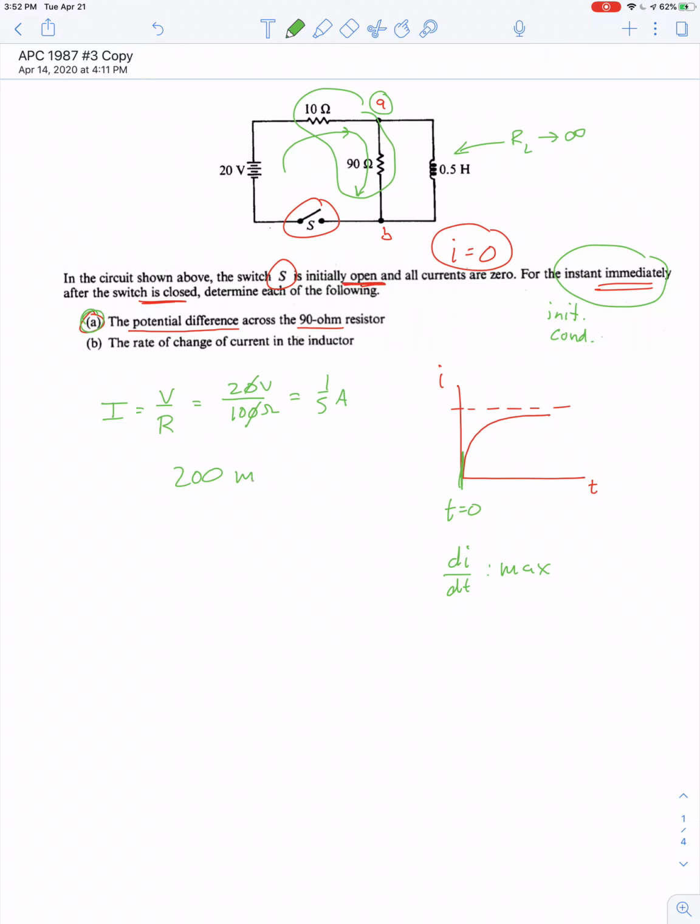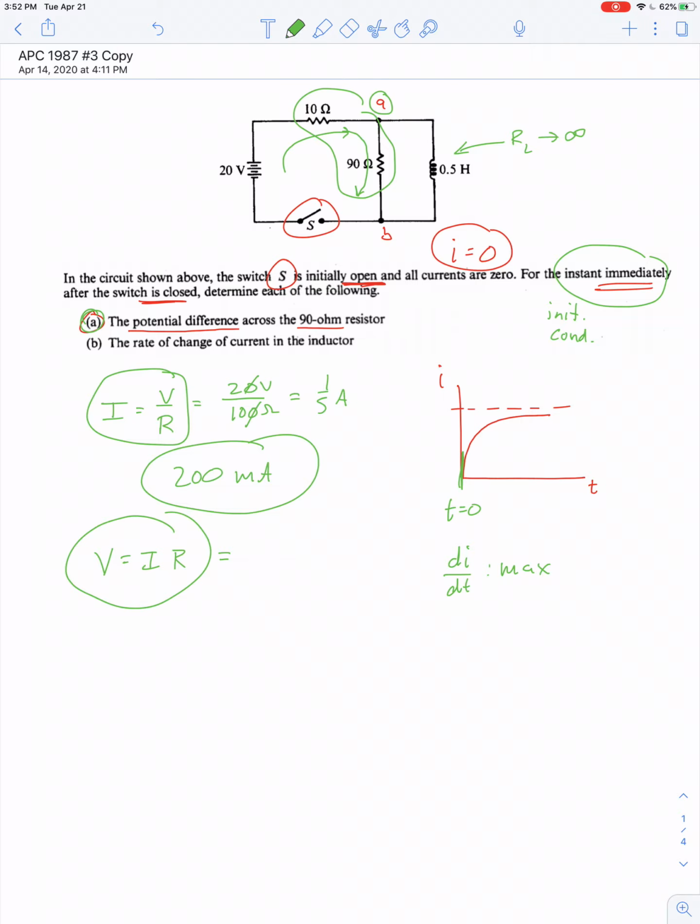You might prefer to call that 200 milliamps. But that's not the question. It wasn't how much current is flowing through the 90 ohm resistor. It's what's the potential difference. So V equals IR. Now you might say, wait a minute. If you just use an equation I equals V over R, and now you're going to go back to V equals IR, that's like 2 steps forward and 2 steps back.